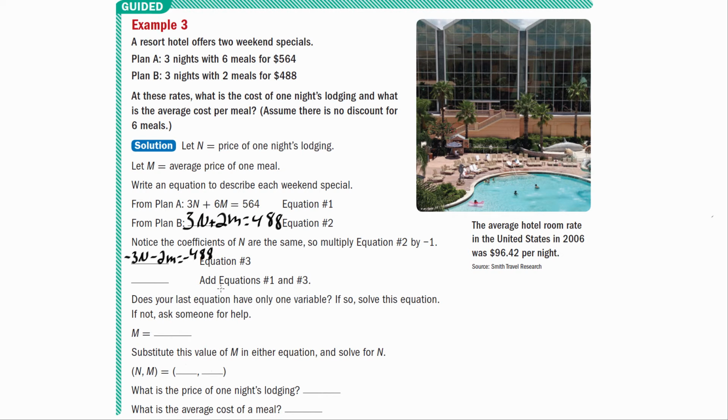Now we add equations number 1 and 3. So our new equation 3, we add it to number 1. The N's cancel out. 3N minus 3N is 0. 6M minus 2M is 4M. And 564 minus 488 is 76.